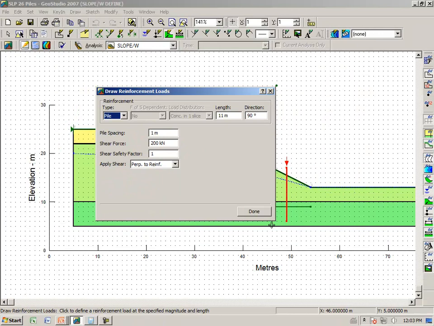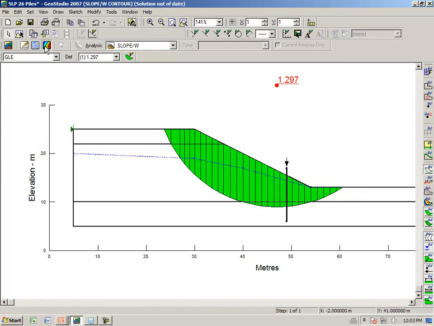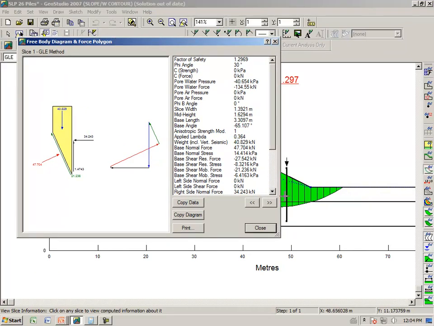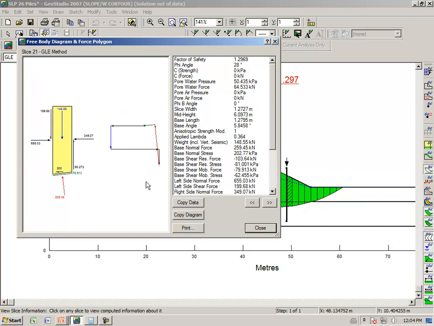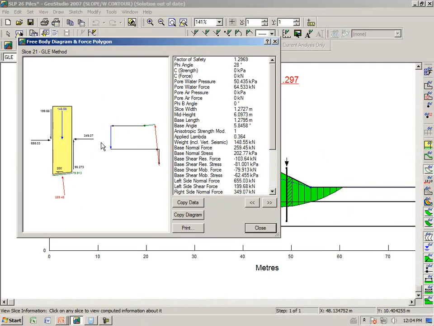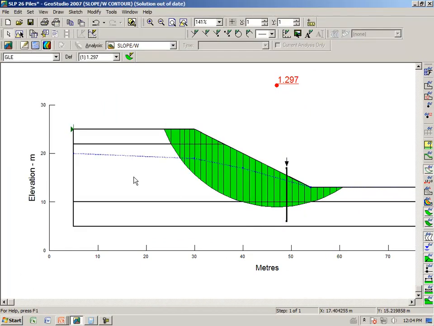So very quickly then, going to the results view, we say View Slice Information, and we take a look at the slice that encompasses the pile. Once again here you can see that we have this shear force that is included in the factor of safety calculations. So this is a form of reinforcement where the slip surface might go through the pile or the dowel, and you as the user can represent this shearing resistance with a shear force.